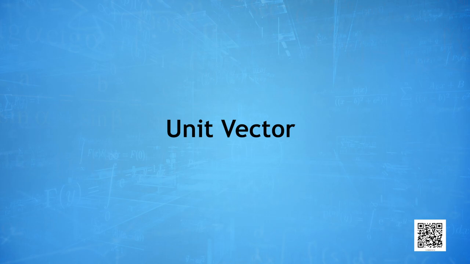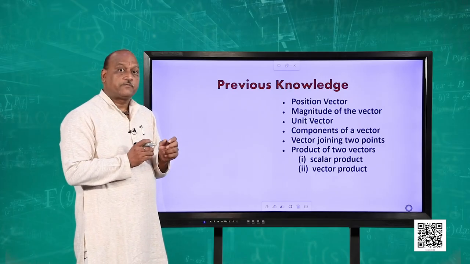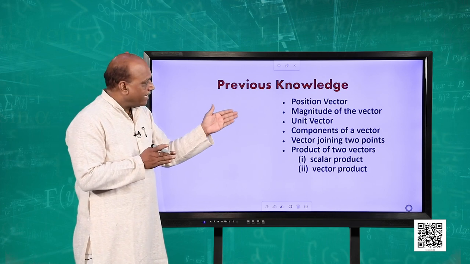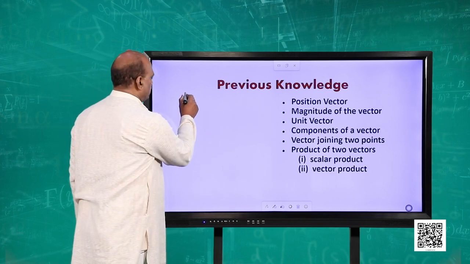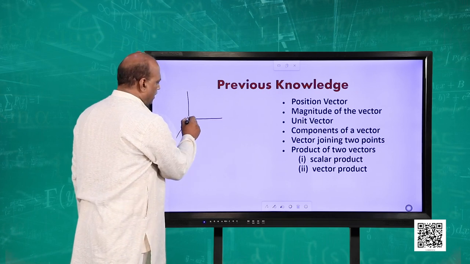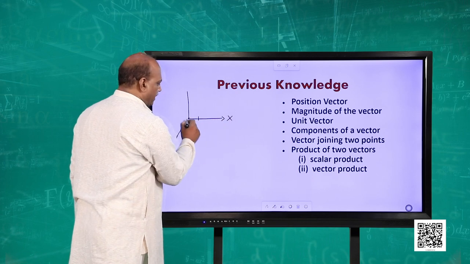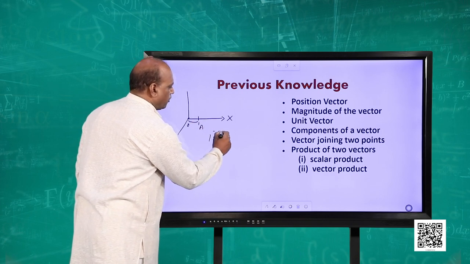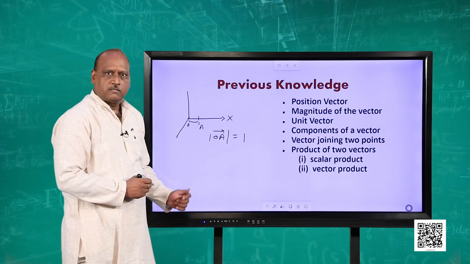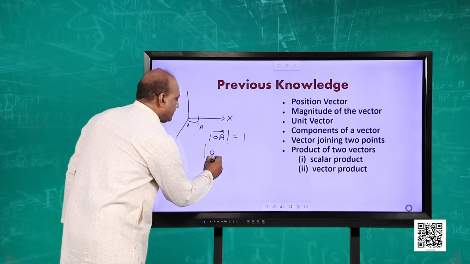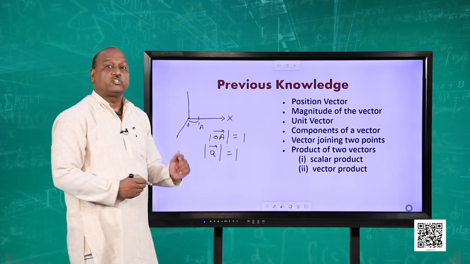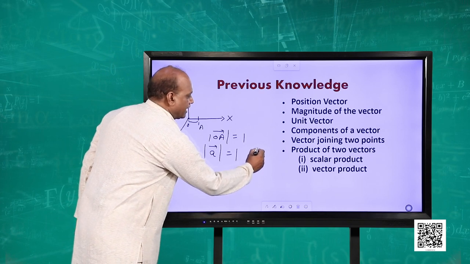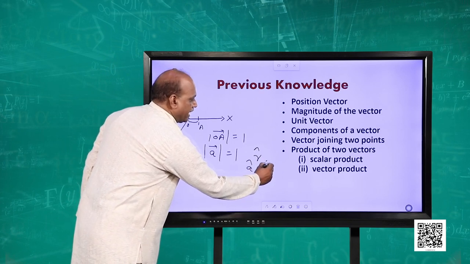Next is unit vector. So, what is unit vector? Actually, if we have magnitude 1, meaning distance 1, then the vector is called unit vector. If on the x-axis we take 1, then magnitude of OA equals 1. Means if magnitude of any vector equals 1, unity, then the vector is called unit vector, and it's denoted by R cap, A cap, B cap.